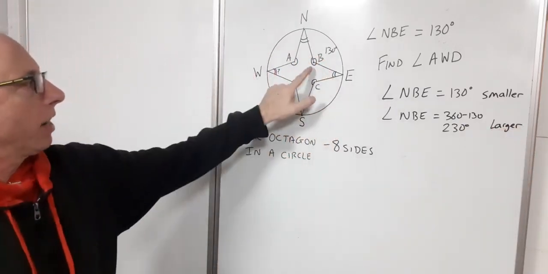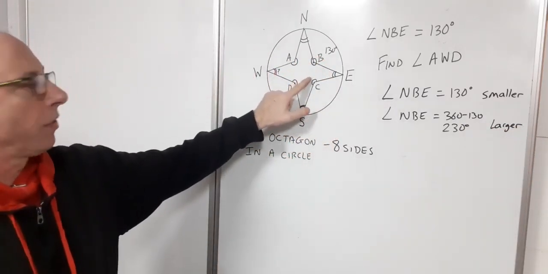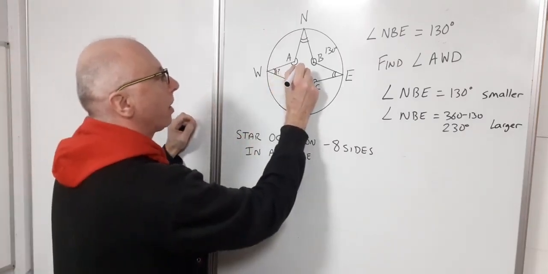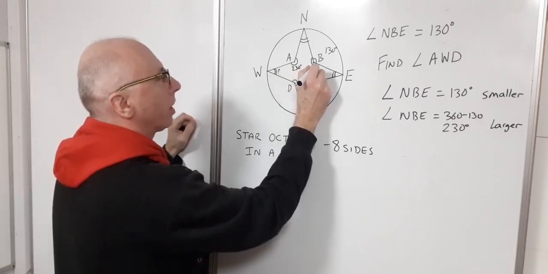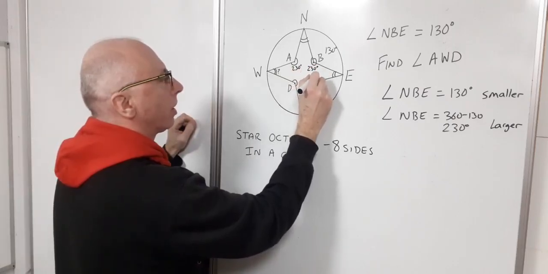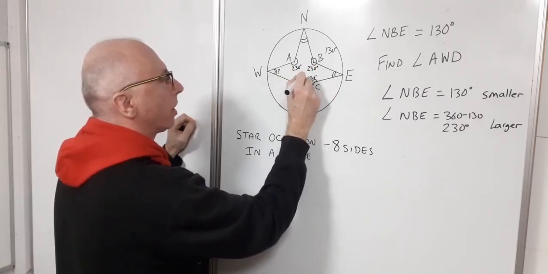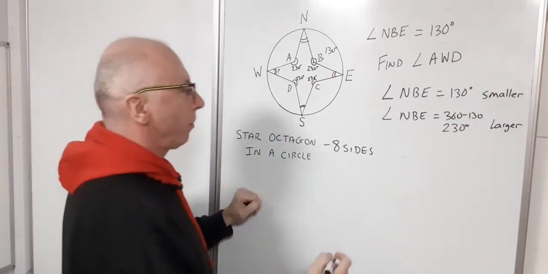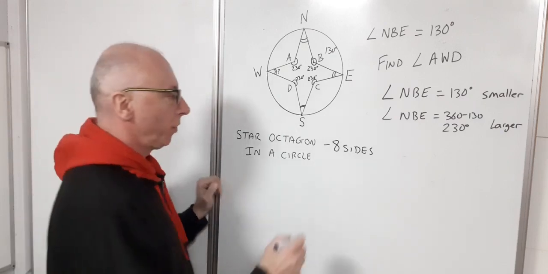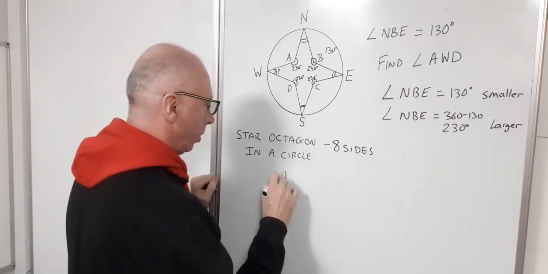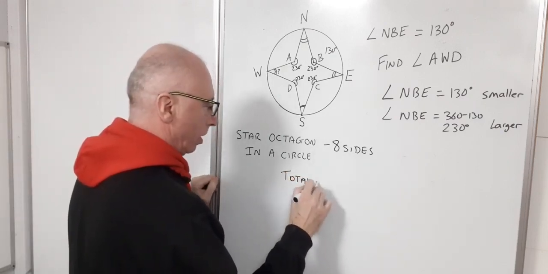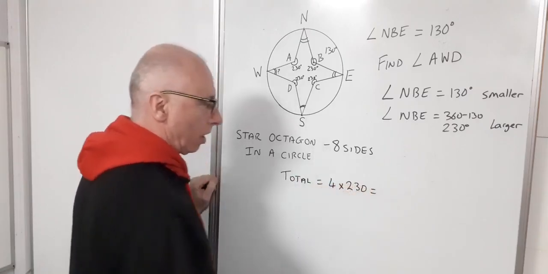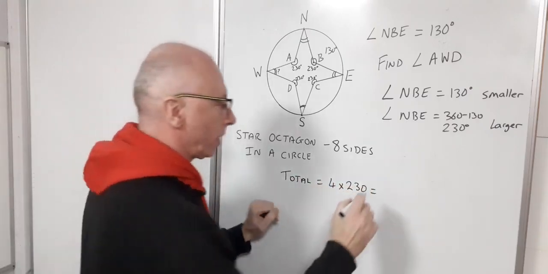Okay, now if they're 230, that means all of these are also 230. So I'll just write those in. 230, 230, and 230. Okay, so there's 4 of those. So far on our octagon, we've got 4 sides. So let's put our running total here. We've got 4 times 230, which gives me 920.